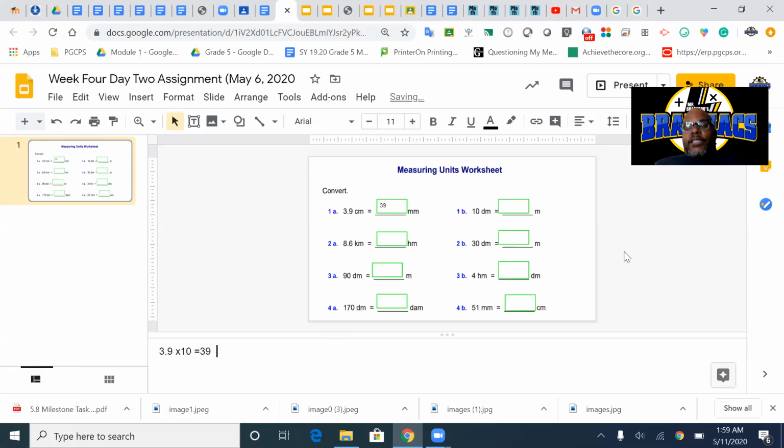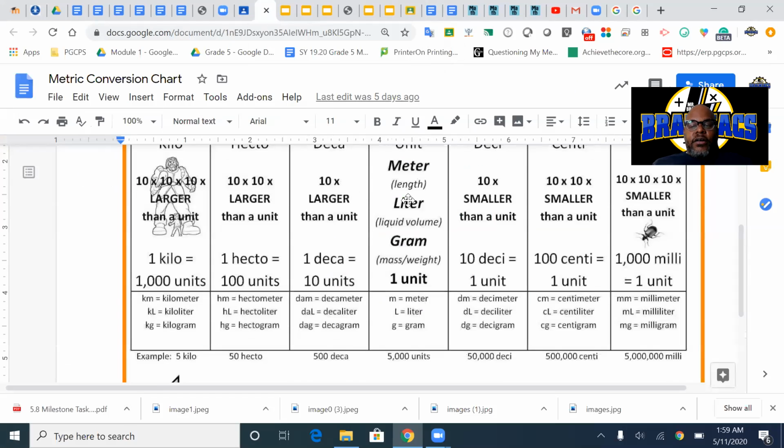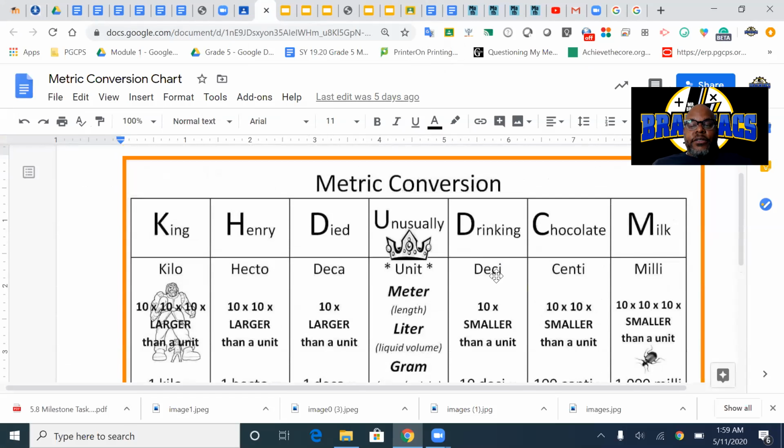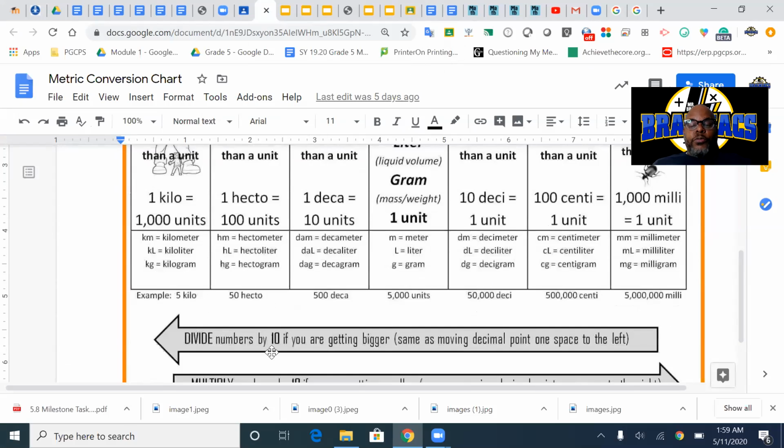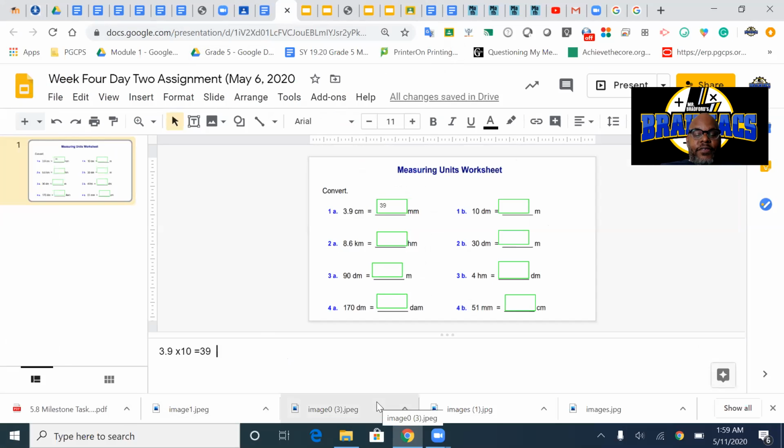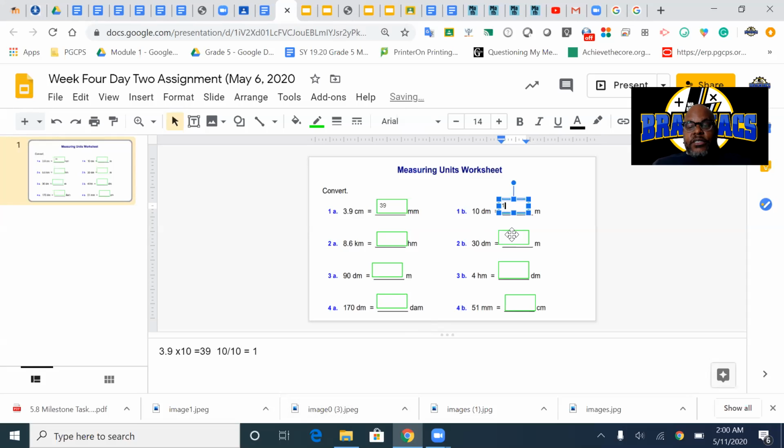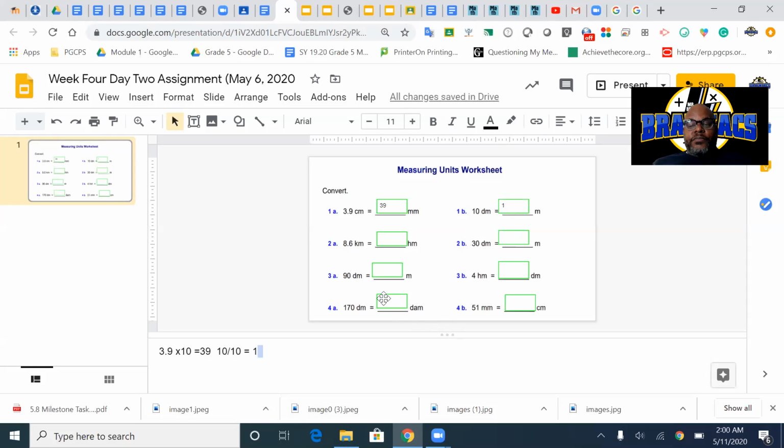All right. 10 decimeters to meters. So we're going from decimeter to meter this way, which means we're going to divide by 10. So we have 10 decimeters divided by 10 equals 1. You should have got a 1 for this. All right, good job.